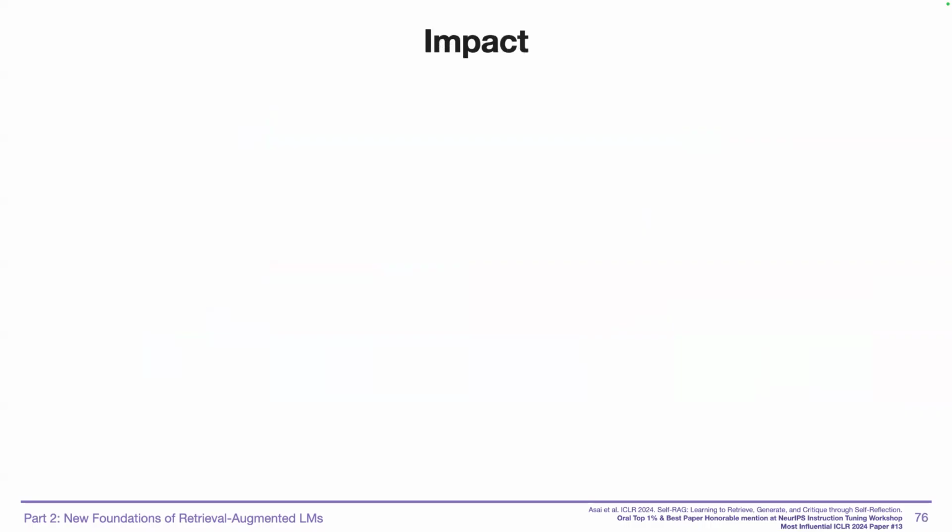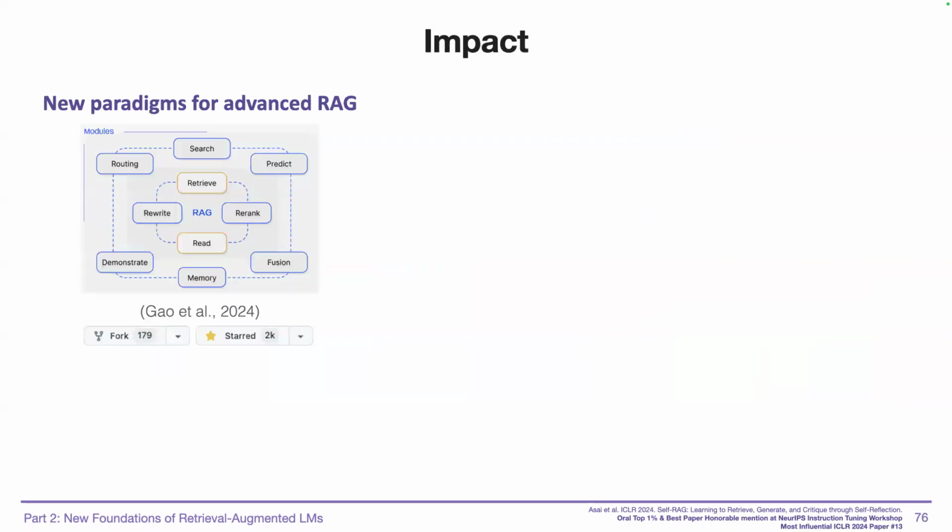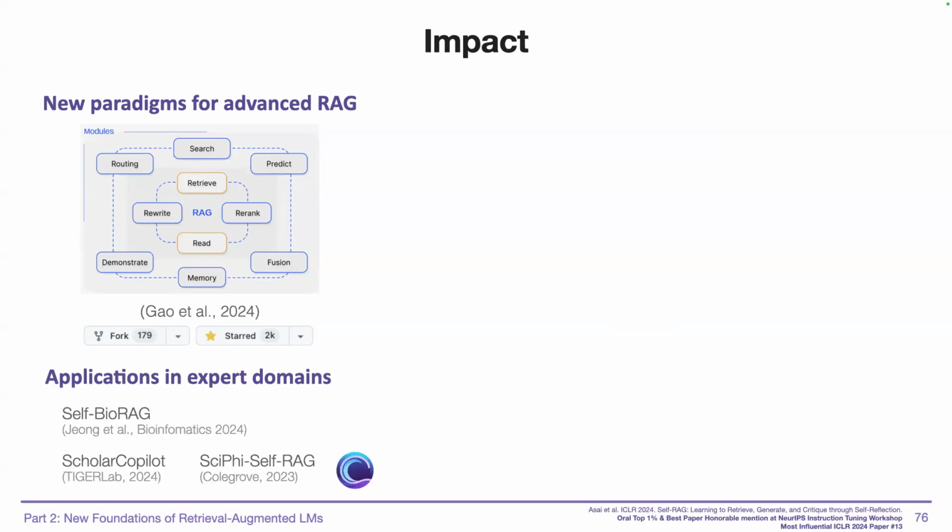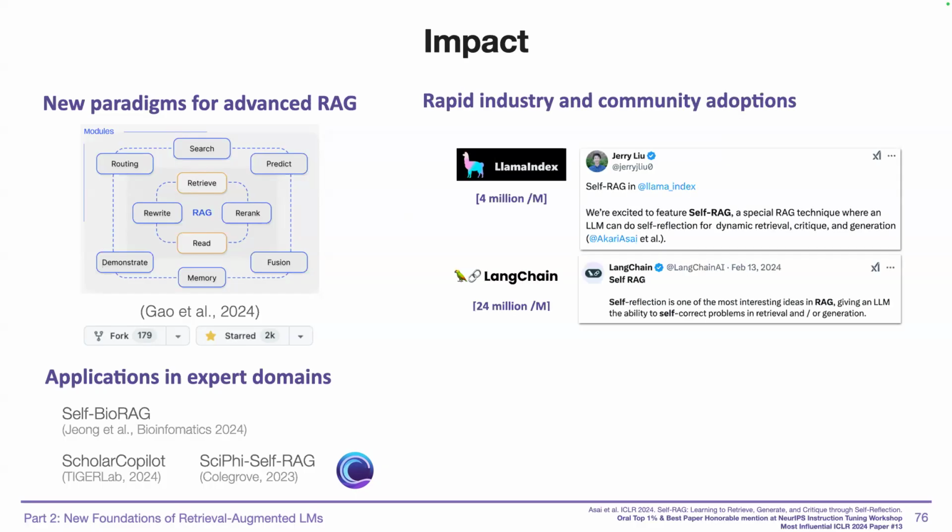SelfRAG sparked a lot of follow-up work establishing new directions in advanced retrieval-augmented generation and language model training with retrieval. I open-sourced the model, which has now reached over 2,000 GitHub stars, reflecting strong community engagement and interest. This also enabled researchers to quickly apply SelfRAG to new datasets and models, leading to applications in expert domains such as biomedicine. Beyond the research community, SelfRAG has made a significant industry impact.